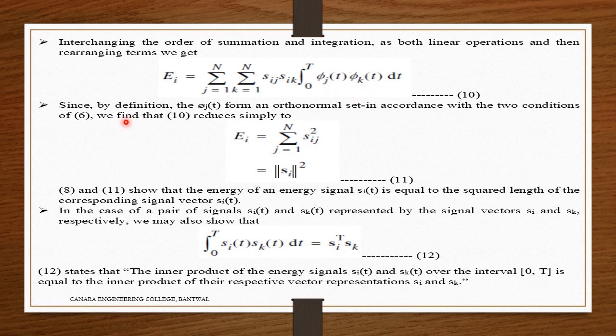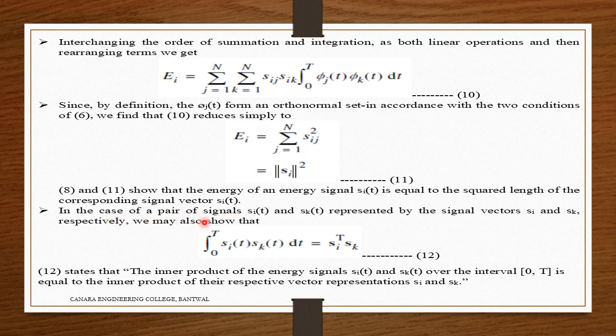dt. Since by definition the pi j of t form an orthonormal set in accordance with the two conditions of equation 6, we find that equation 10 reduces simply to capital Ei is equal to the summation of j is equal to 1 to capital N of Sij the whole square, that is equal to mod of Si the whole square. That is equation 11. Here equation 8 and equation 11 show that the energy of any energy signal Si of t is equal to the squared length of the corresponding signal vector Si.